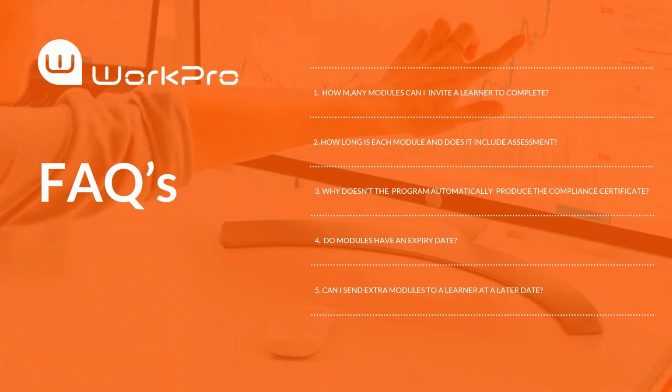Why doesn't the program automatically produce the compliance certificate? That is a question that is asked quite a lot. Yes, it would be logical for us to automatically produce that once the candidate has completed an e-learning module. However, our philosophy is that you should be able to get people job ready. People have applied for a role, you know the role they've applied for, you closely align the learning modules to that, but you may never place them.